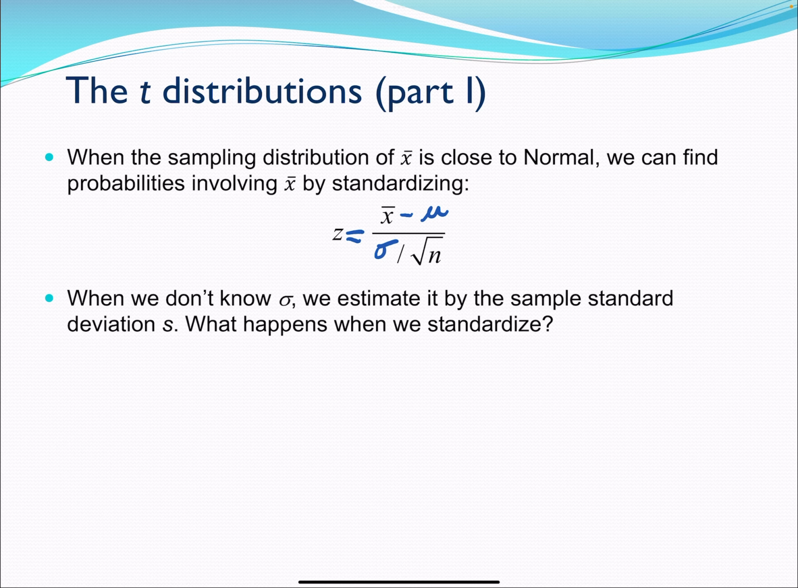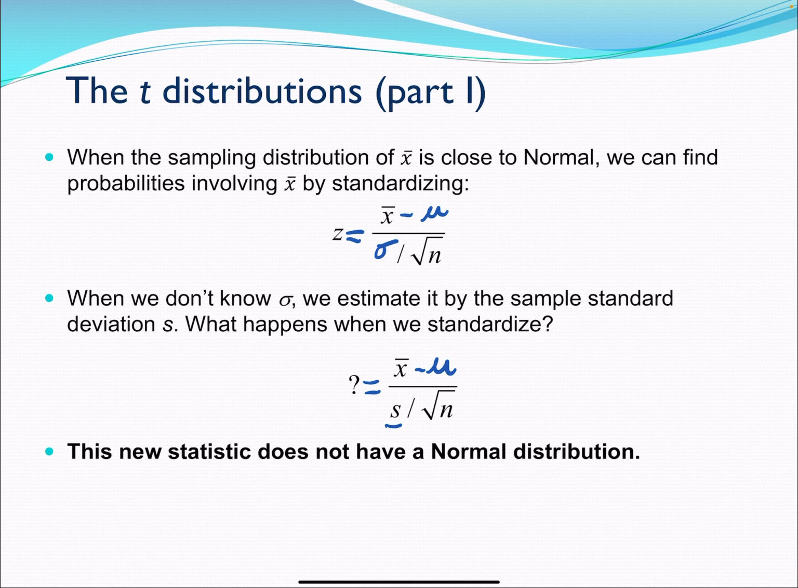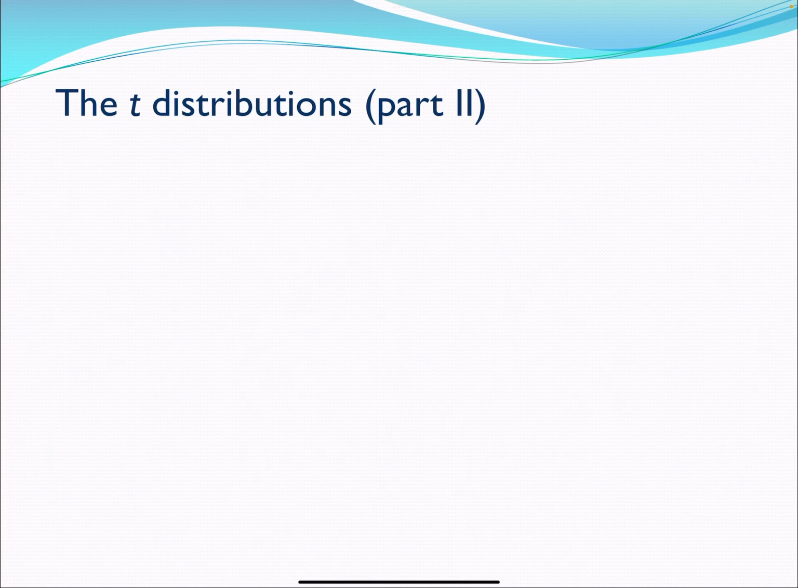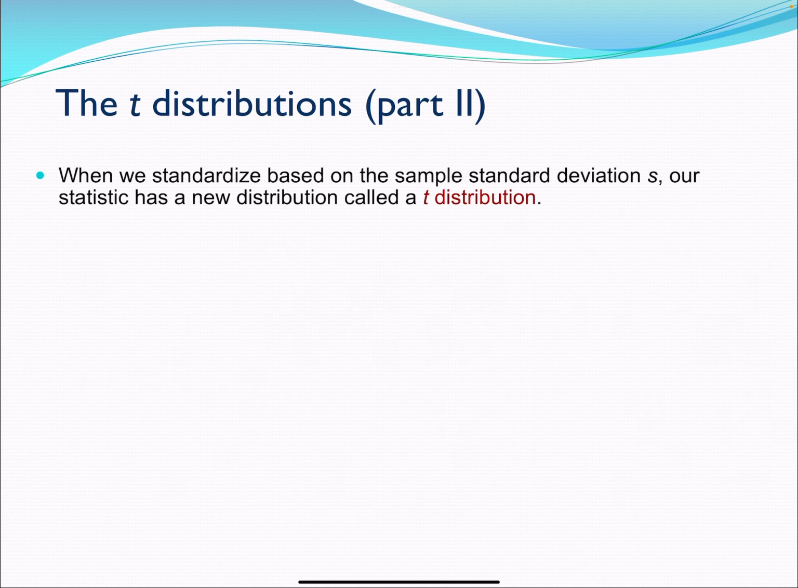The issue is that when we don't know sigma, we estimate it by the sample standard deviation s. But what happens when we standardize? Because we don't actually know sigma, and we're using our sample standard deviation, the new statistic doesn't have a normal distribution, okay? So when we standardize based on the sample standard deviation s, our statistic has a new distribution, and we're going to call that a t-distribution or a student's t-distribution. And I'll give you a visualization of this in a couple of slides.